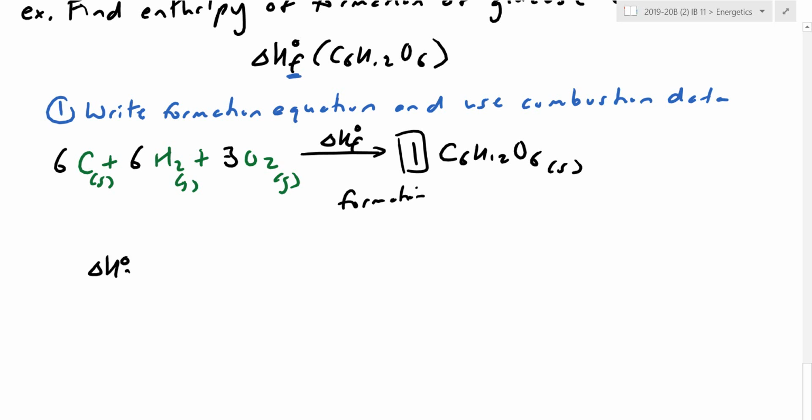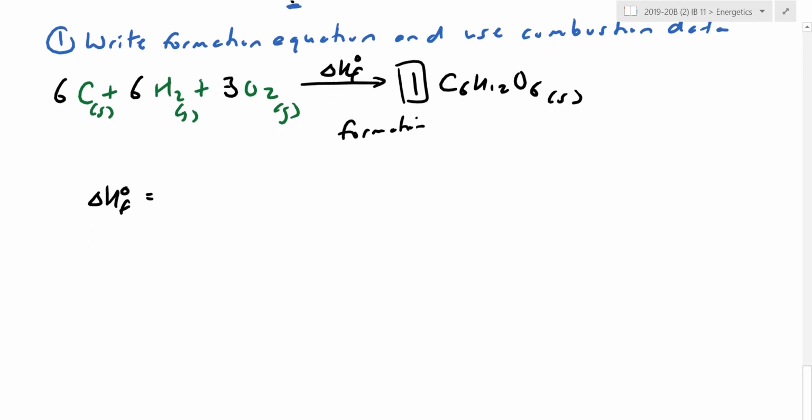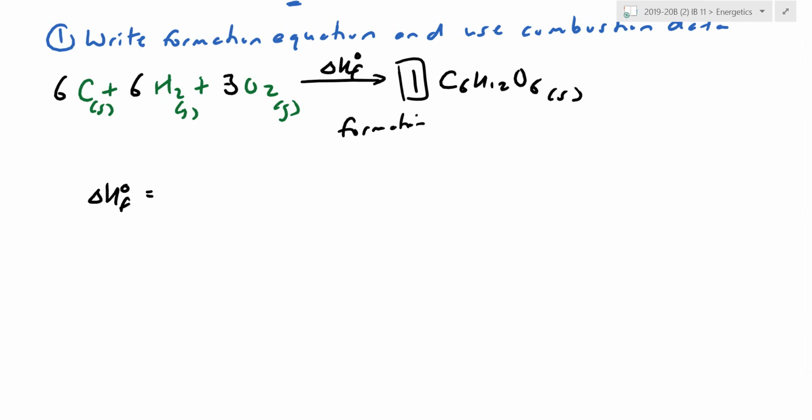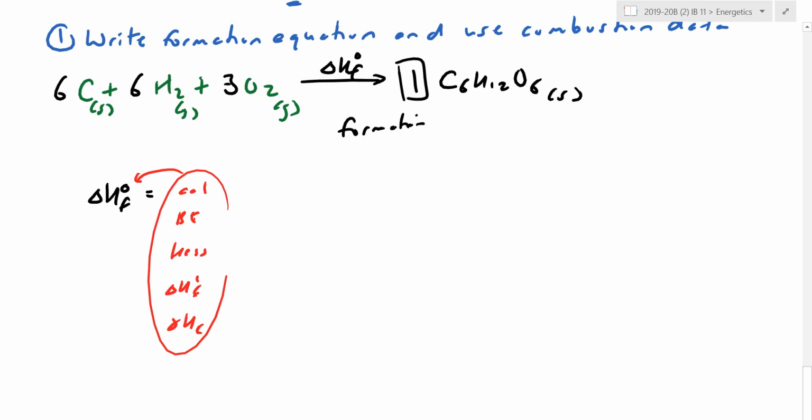So the big equation I'm going to put on the left side. If I want to find formation, I still have 5 different ways of doing it. I can do calorimetry, bond enthalpy, Hess's law, formation numbers, or combustion numbers. Let me show you what would happen if I try to use formation numbers as well. Using formation numbers, I would take the heats of formation, products minus reactants.